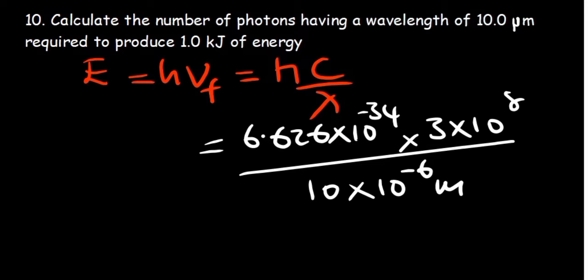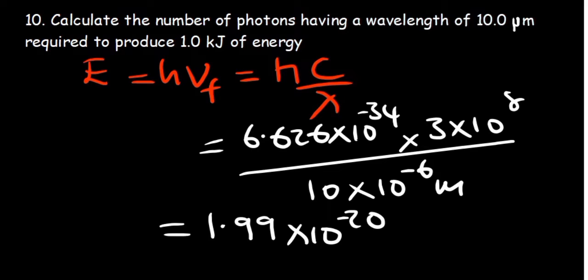Okay, so let's try to do the calculations there. What we have is 6.626 multiplied by 10 to the power negative 34 times 3 by 10 to the power 8, divided by 10 times 10 to the power negative 6. So the energy of a single photon is 1.999 times 10 to the power negative 20 joules. That's what we have.